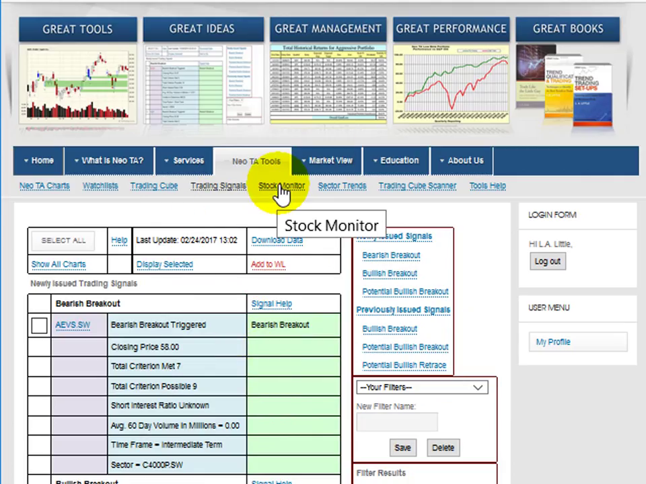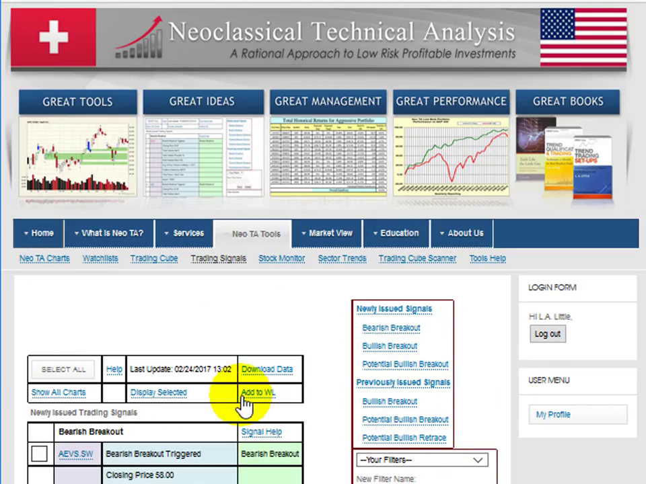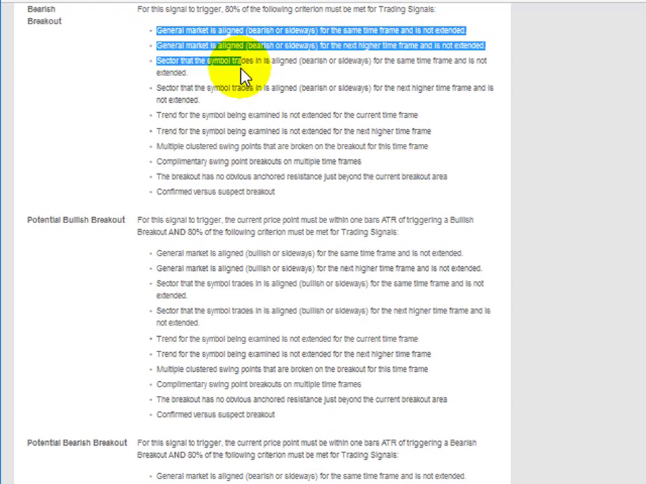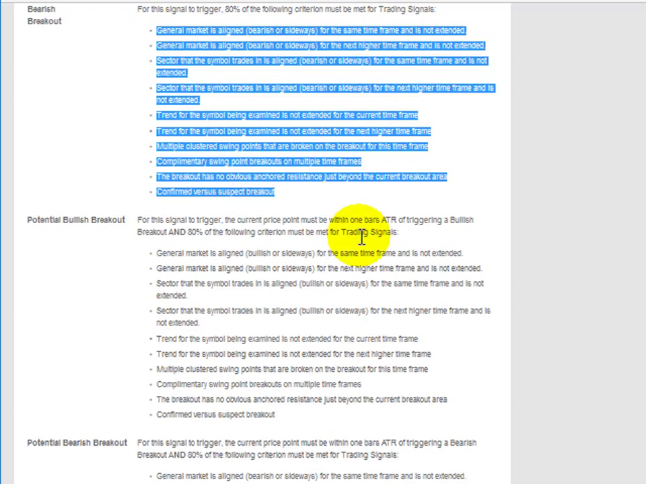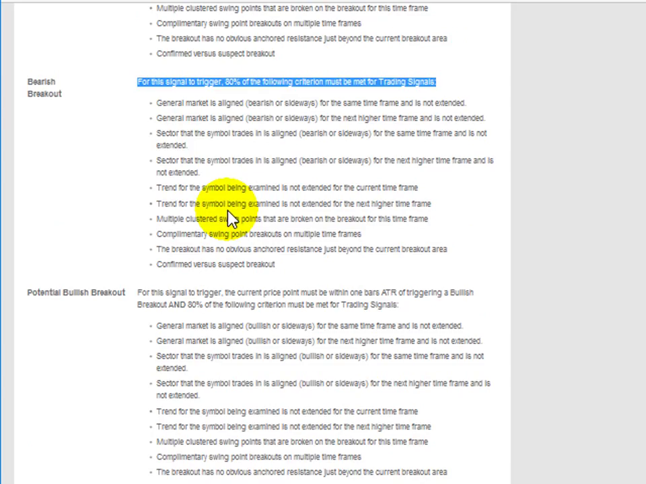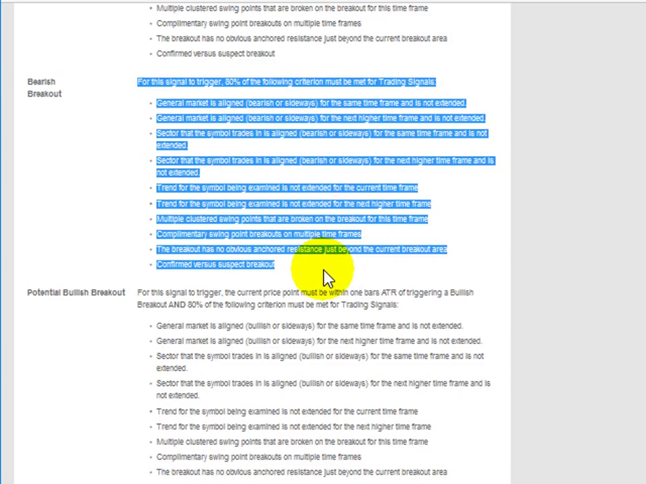If I go into Stock Monitor now, it does exactly the same things as trading signals with one significant difference. You remember how we just said over here, if I go to that, the bearish breakout, and I check the help button on it, and I come here and I say, okay, these criteria I have to meet. Stock Monitor does exactly the same thing, except it says I don't need to do 80%. If I see a bearish breakout that takes place, I don't care about the rest of these things. I'm going to signal it. I'm going to let you know.